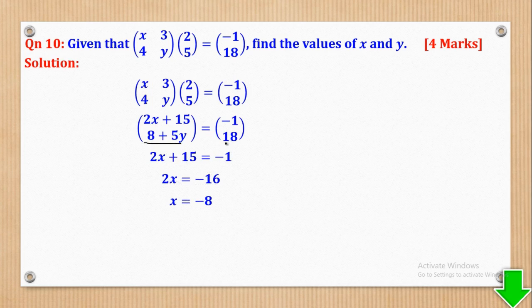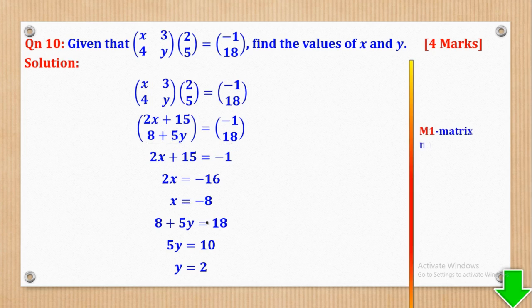Then also I'll equate this with this to come up with 8 plus 5y equal to 18. Then take this one this side to come up with 5y equal to 10. Divide by 5 on both sides to come up with y equal to 2. So now those are the values of x and y which they wanted, and now let's see how much can be awarded.